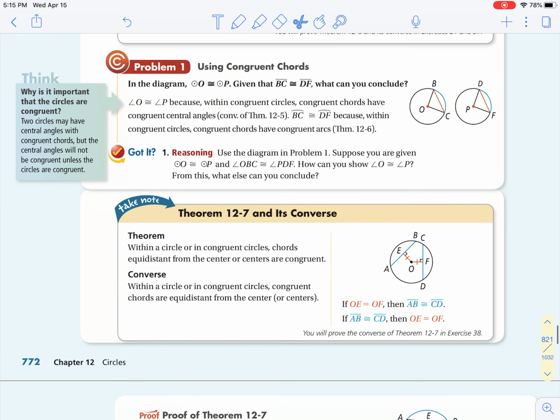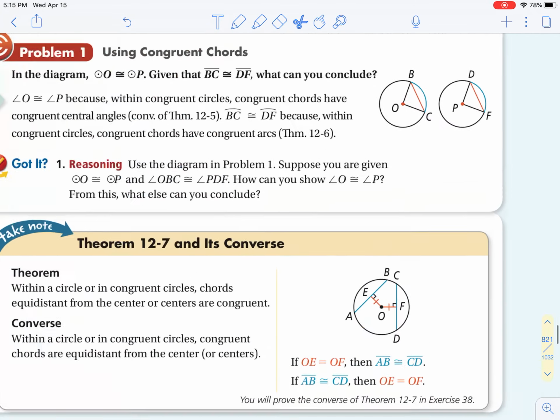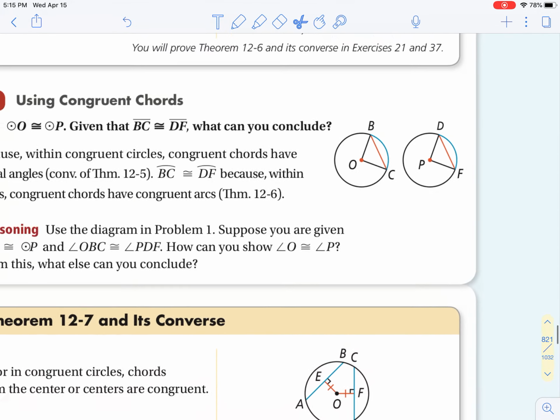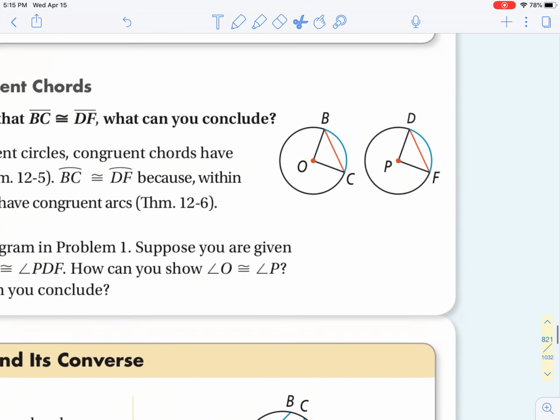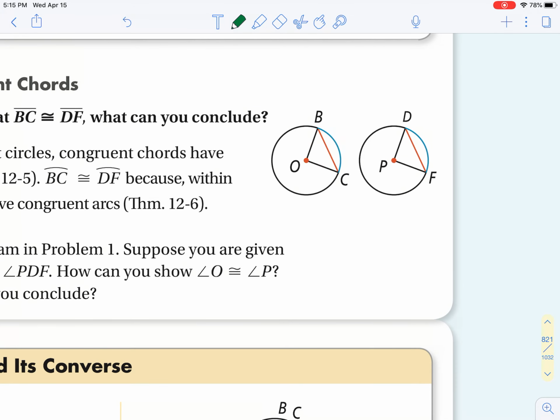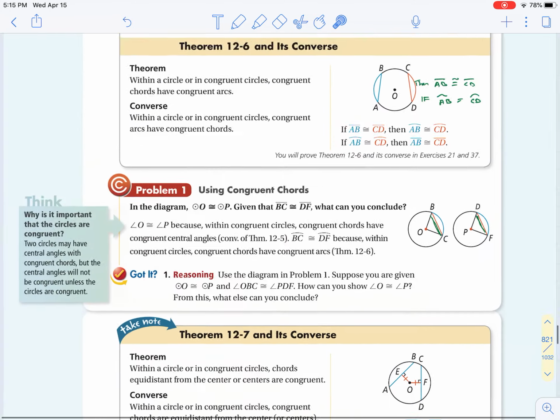All right, and let me just jump out. Here's an easy problem. Basically it says, given BC, this says if you know that these chords are equal, what do you know about this circle? Well, what we know about these circles is obviously that BC and DF are the same, and we also know that the central angles are going to be the same.